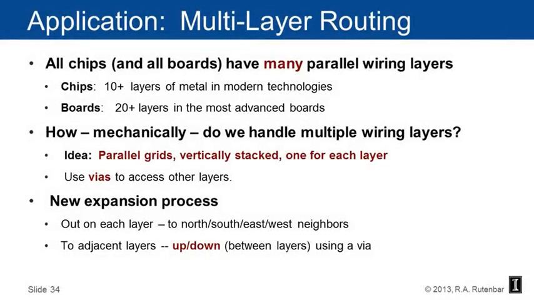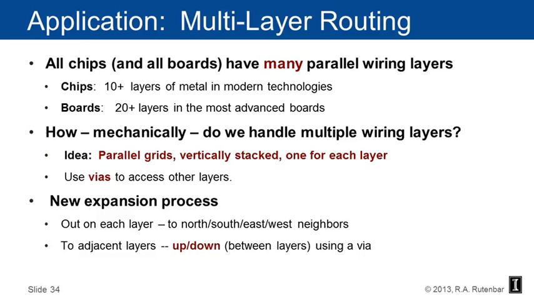So our next addition of an important feature to the maze routing core is multi-layer routing. All chips and all boards have many parallel wiring layers. So chips have 10 plus layers of metal in modern technologies. Boards have 20 plus layers in most advanced technologies. How, at the level of just this basic expansion process, do we handle multiple wiring layers? And there's a surprisingly simple idea.